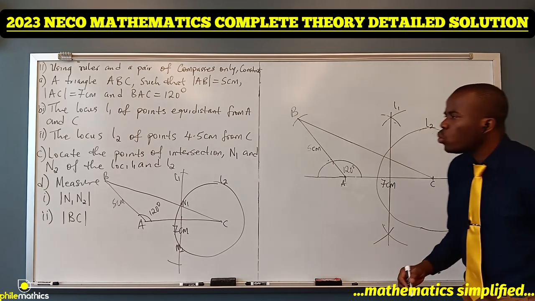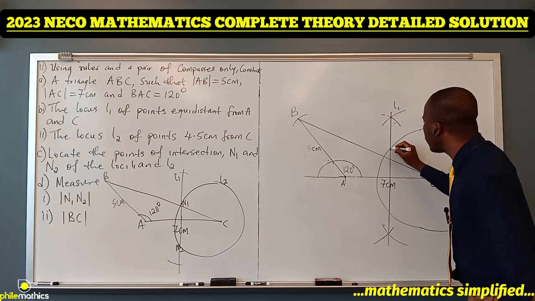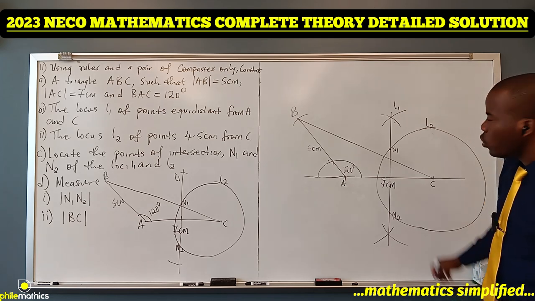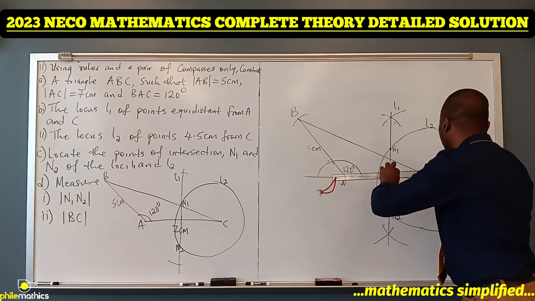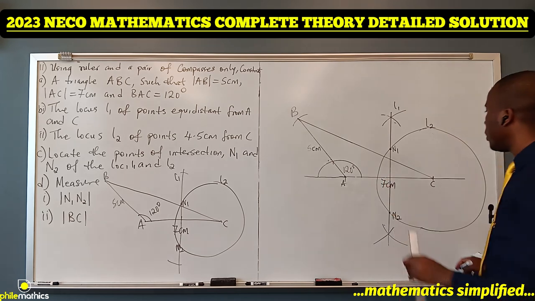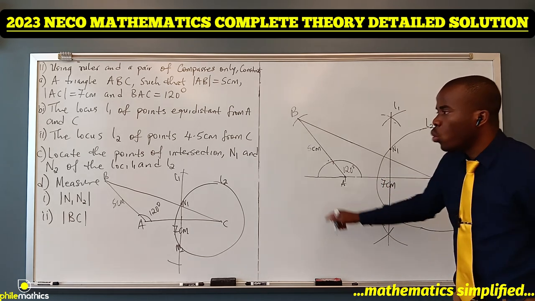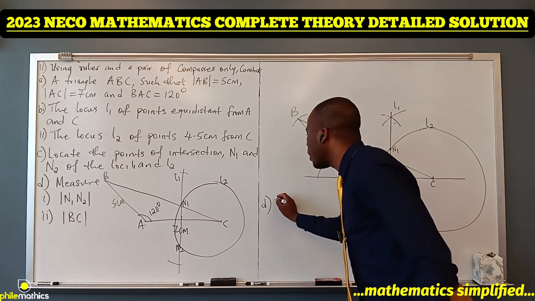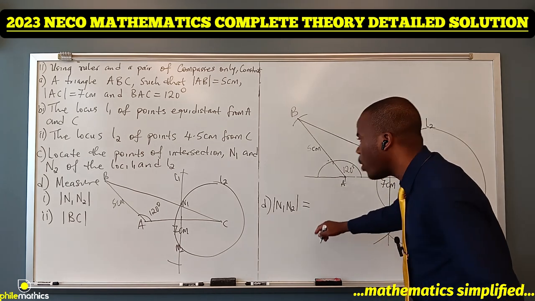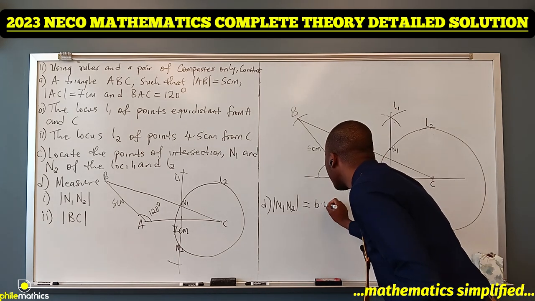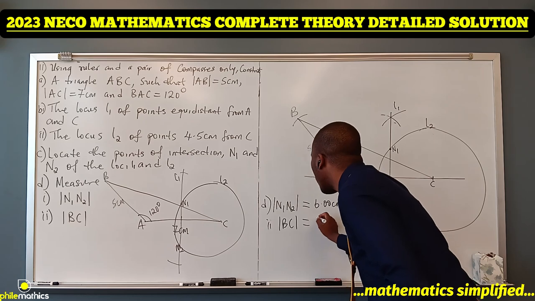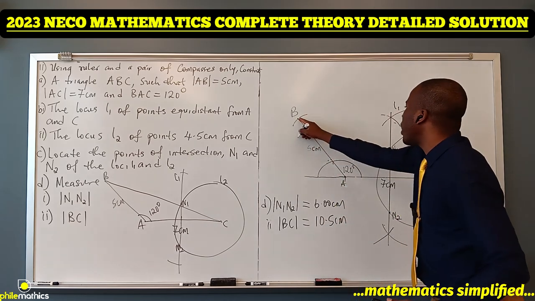They say we should locate N1 and N2 where they meet. So this is N1. This is N2. And so we are going to measure this line with our ruler. When you measure it, you put what the line is. So D is for measurement. If we measure line N1N2 with a ruler, we have 6 cm. And II, we measure line BC, we have 10.5 cm. So you place your ruler here, measure this, you get 10.5 cm.